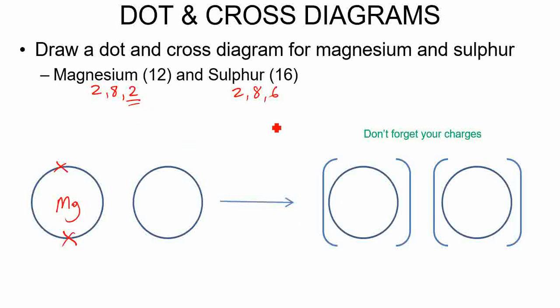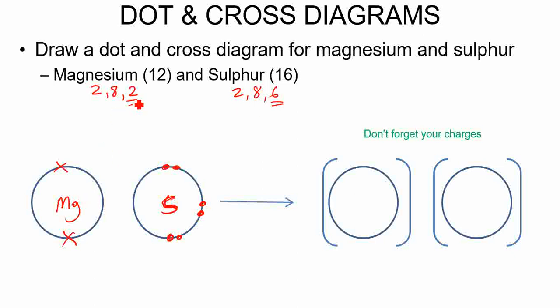Okay, this is now going to be my sulfur. So I have 1, 2, 3, 4, 5, 6. Sorry, 6, and that's therefore my sulfur. And what you end up with is neither of them is stable.